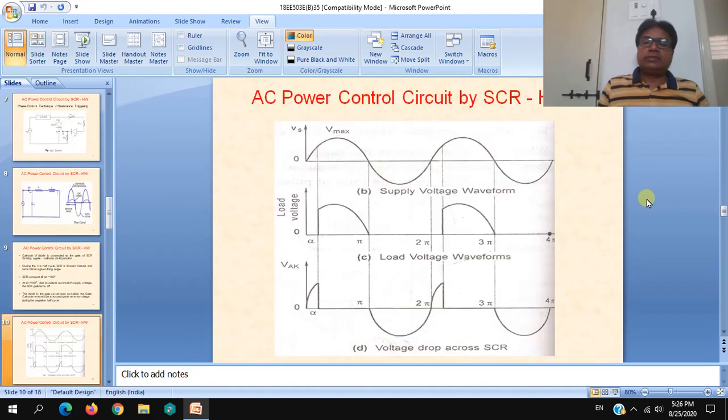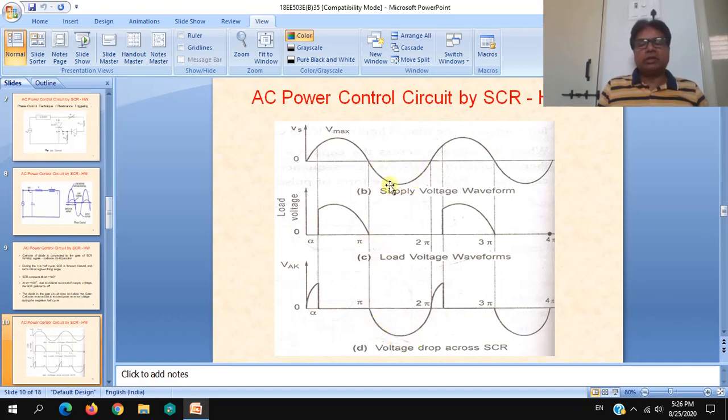Whereas in the case of the resistive load which we have considered in the first circuit, this is the sinusoidal voltage applied. From 0 to alpha, the SCR will be blocking the total voltage. At alpha, the SCR conducts, so the load voltage appears across the load and it becomes 0 at pi. The current will also follow the same thing, owing to the resistive nature of the load of the first circuit.